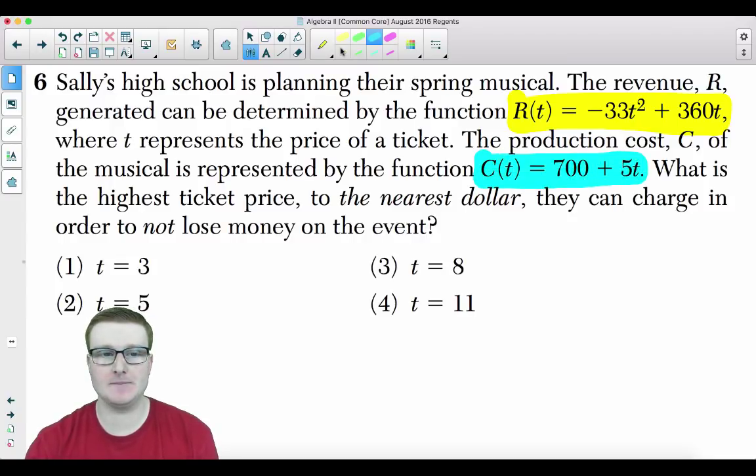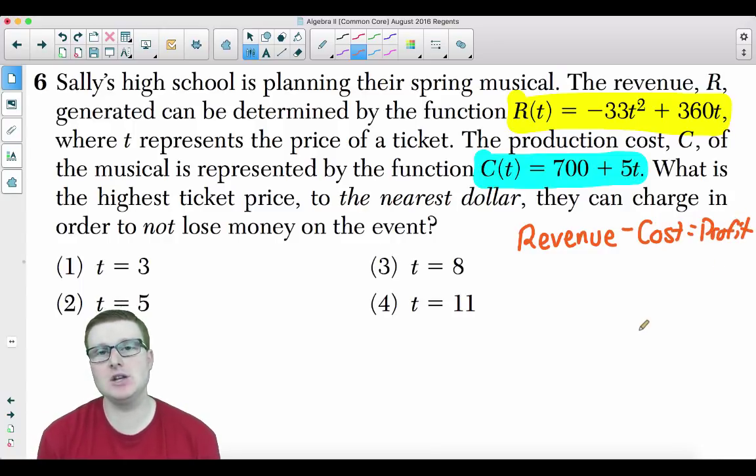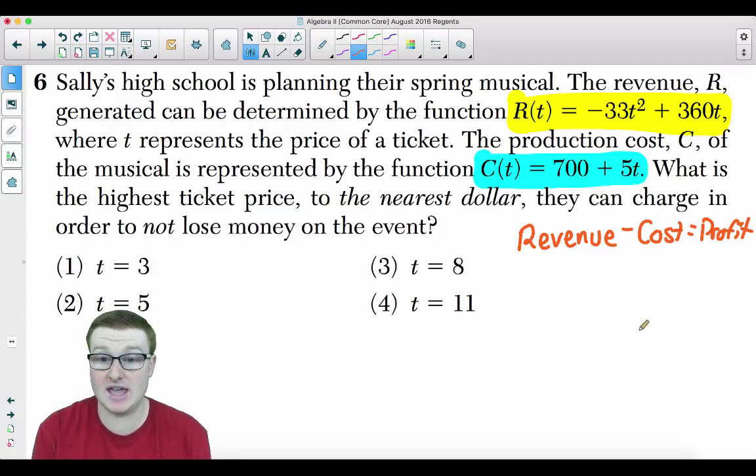What we're doing here, and this is actually knowledge from Algebra 1 as well. Do you remember revenue minus the cost equals the profit, right? Remember what these words mean. Revenue is how much money you earn. Cost is the amount of money spent to produce the thing. And the profit is how much money you take home after everything's paid off, okay?